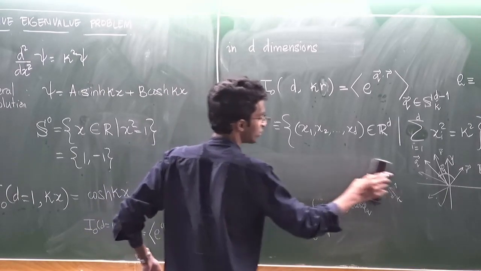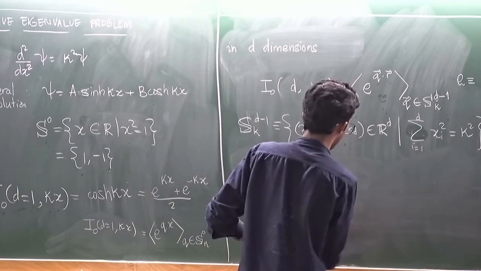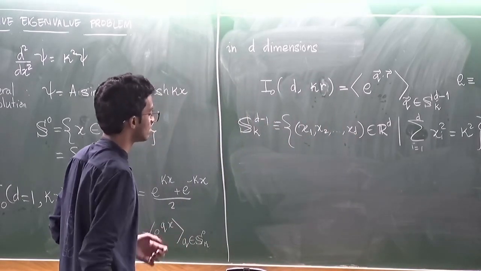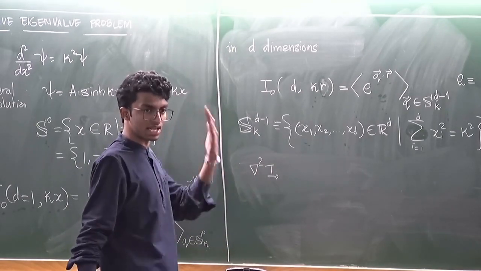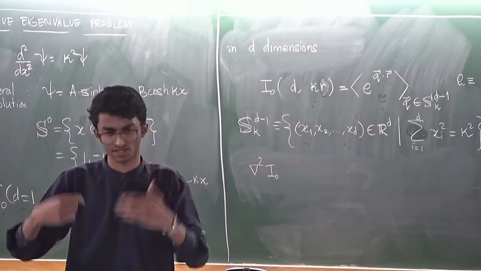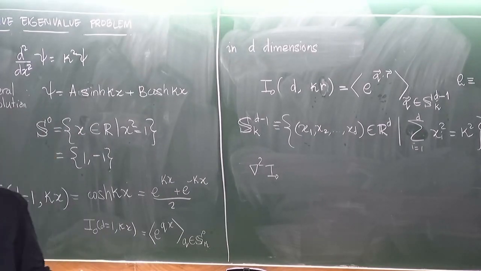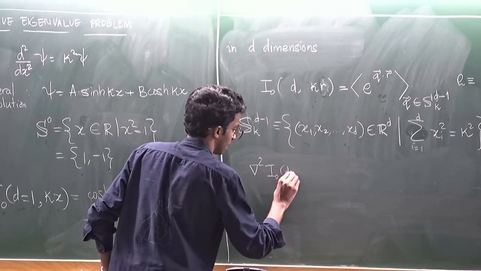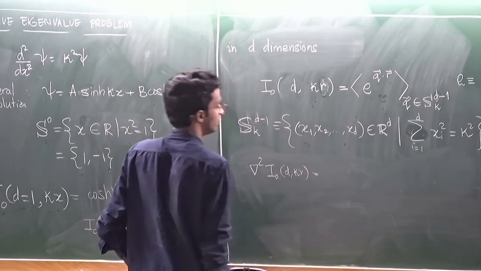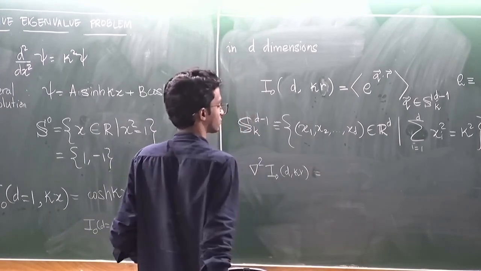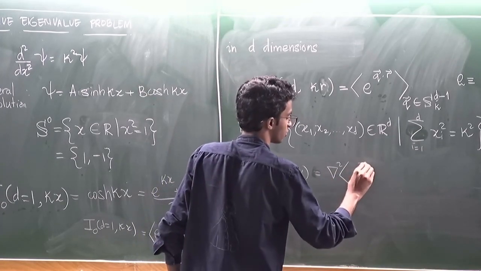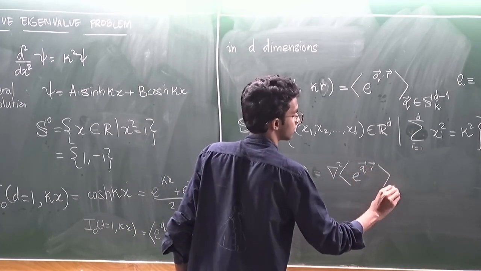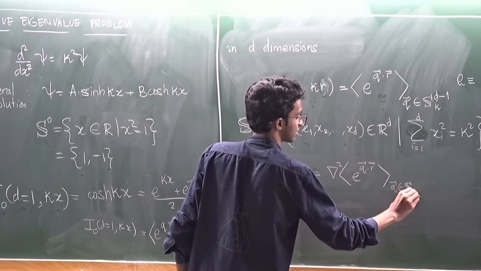Secondly, I have to show that this solves the Laplace equation, which is actually very easy to see because grad squared, remember, is in any dimension, so this is ∂²/∂x1² plus ∂²/∂x2² plus ∂²/∂x3² all the way till ∂²/∂xd². I naught of b comma kappa r is equal to, by the definition of I naught b comma kappa r, the average of e to the q dot r such that q belongs to S kappa d minus 1.